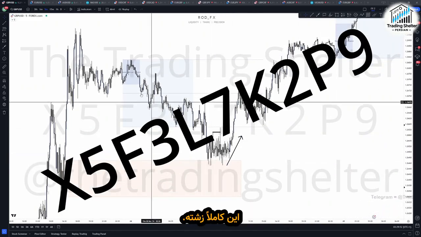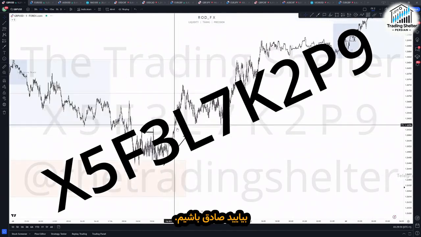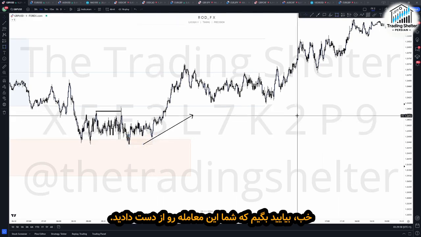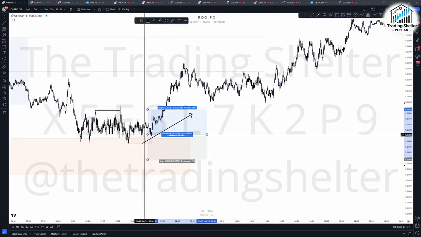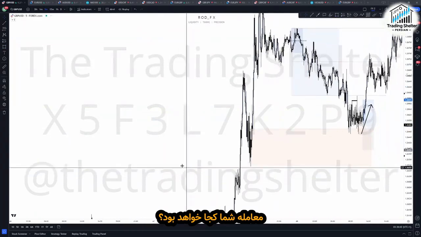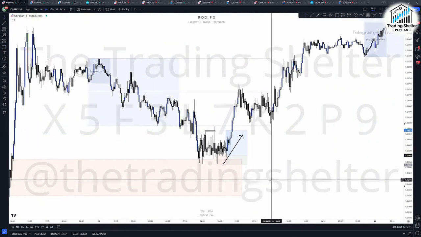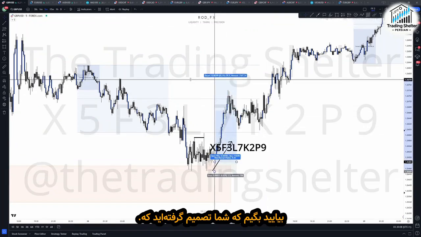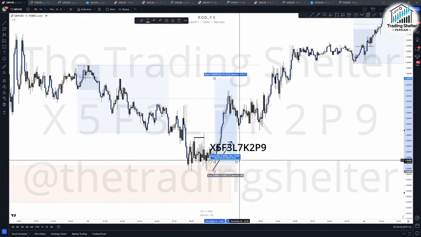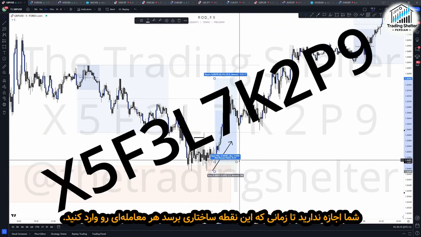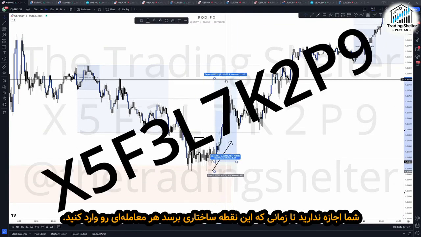Let's say that you missed this trade. This is completely ugly, let's be honest. This is completely shit, right? Well, let's say that you missed this trade, to enter here. Where would be your target if you were involved in this trade? Let's say that you decide to put this structural point. You are not allowed to take any trades until this structural point is hit.